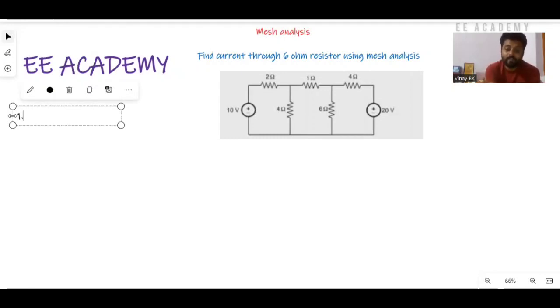The steps: we observe the problem, with the given circuit diagram like this. We need to simplify the circuit, or rearrange the circuit diagram as per the requirement, to get the value of the current flowing through the 6 ohm resistor. To solve mesh analysis problems, we need to follow these steps.